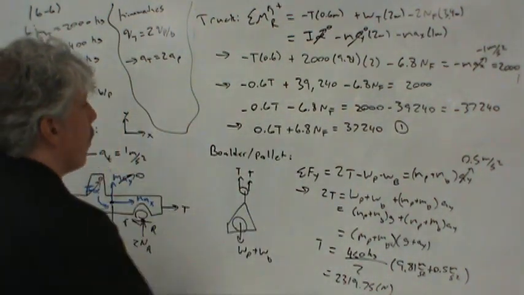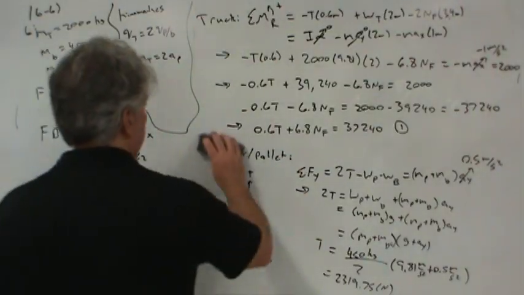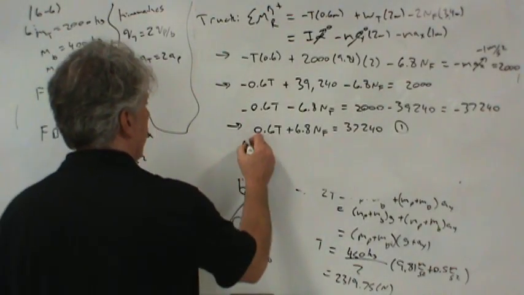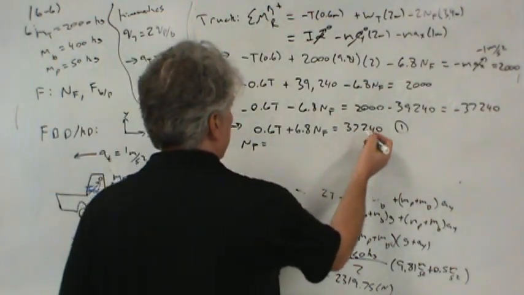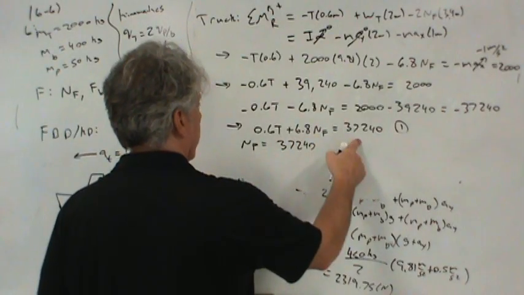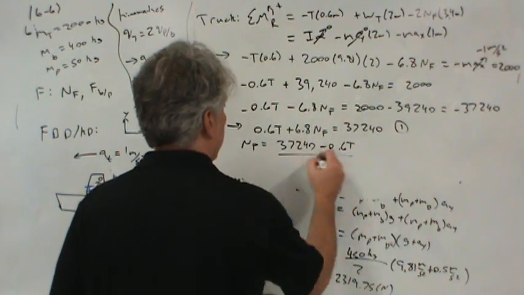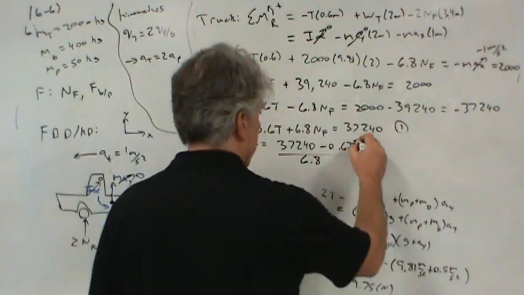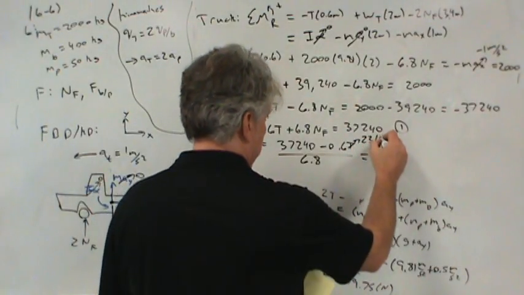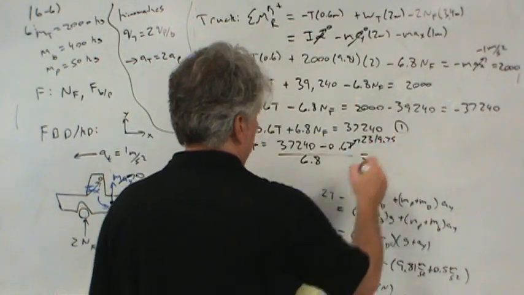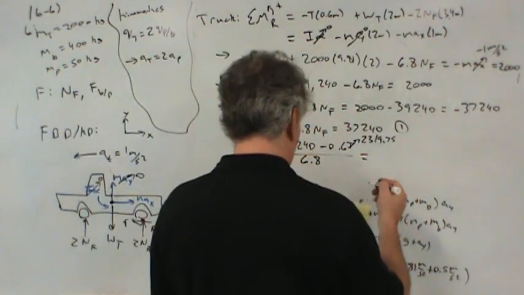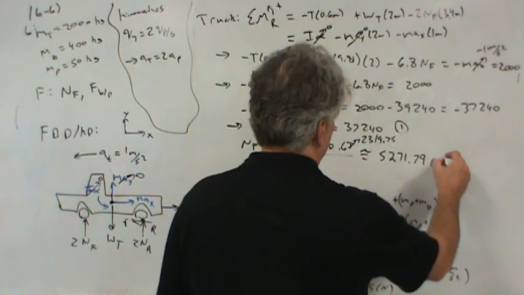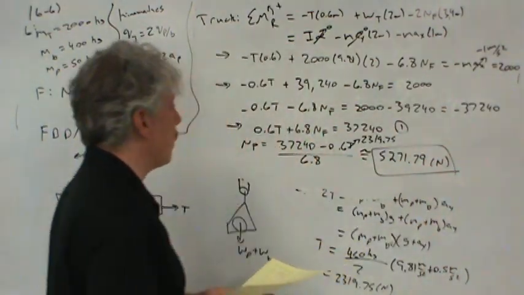Now that we've got that, we can go back up to equation 1 here and solve for the force on one front tire. Well, that would simply be 37,240, which is on the right, minus 0.6 T, all divided by 6.8. So if we plug in T equals what we just found, 2319.75 newtons, noticing all the units are consistent, we end up with about 5,271.79 newtons of force on the front wheel. So there's the force on one front wheel.